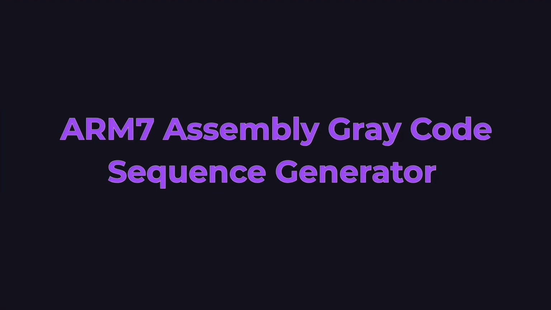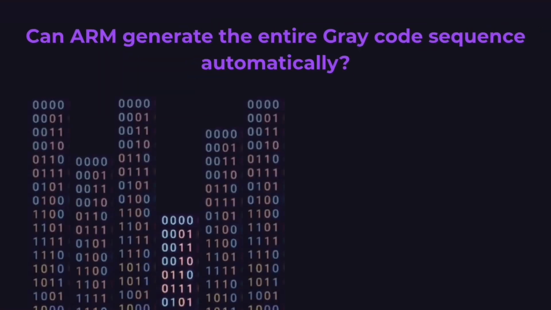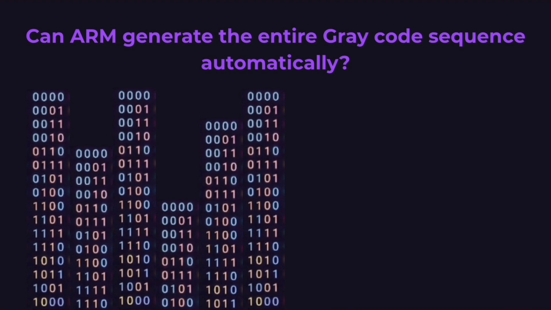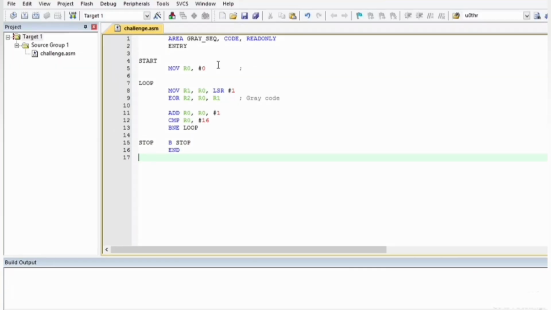Hello everyone. Suppose you want all gray code values, not just convert one number. Can ARM generate the entire gray code sequence automatically? With just a counter, a shift, and XOR, the answer is yes. This program generates the first 16 gray code values in sequence.